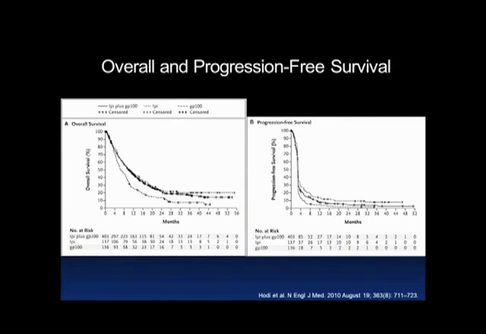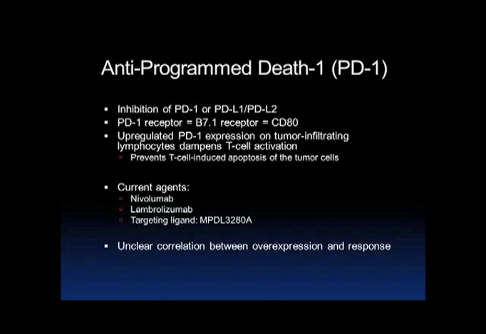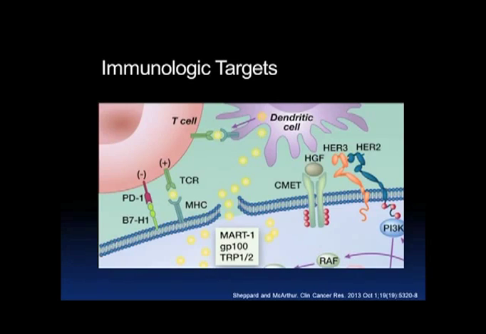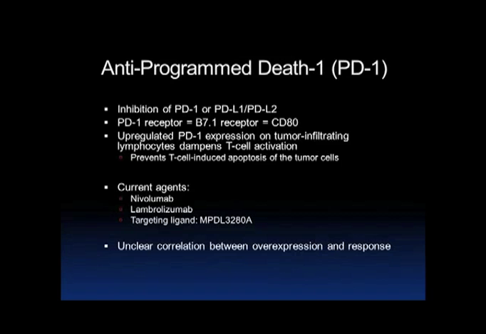Now, if you look at the progression-free survival and overall survival with ipilimumab, you can see that it's significantly improved over just GP100. And lastly, the PD-1, anti-programmed death-1. There are basically two ways of, let me just go back to that. It's right over here. So this is the PD-1 receptor, and there are basically two ways of actually inhibiting that. You could either inhibit the PD-1 receptor itself, or you can try to tackle the PD-1 ligand, which is either PD-ligand 1 or PD-ligand 2.